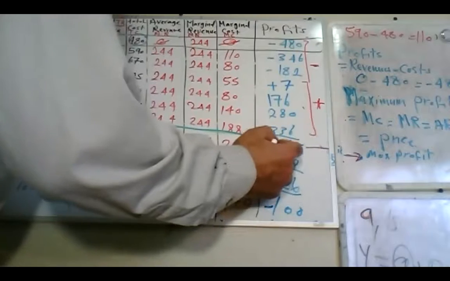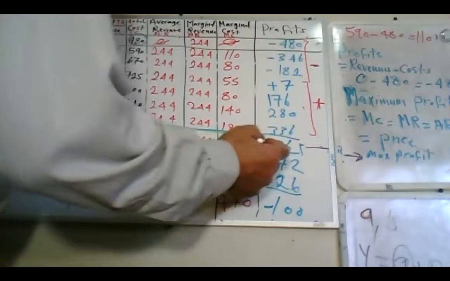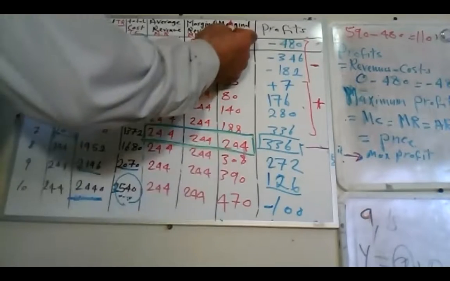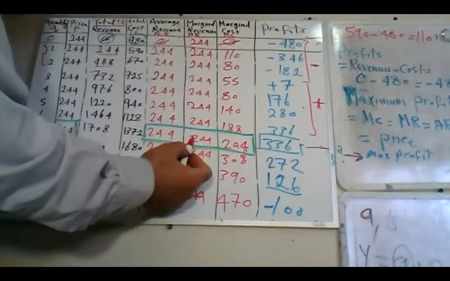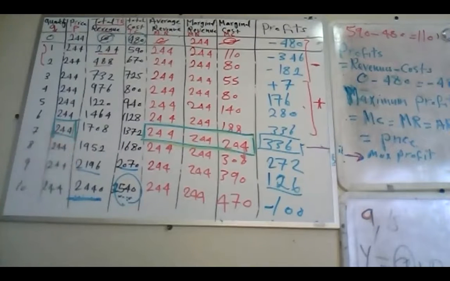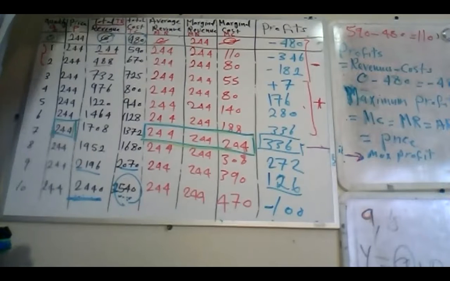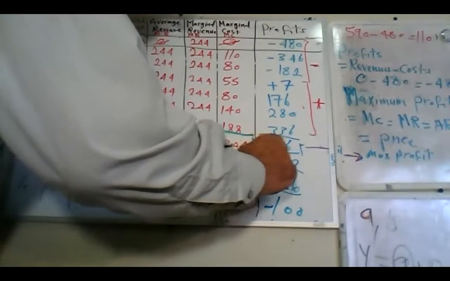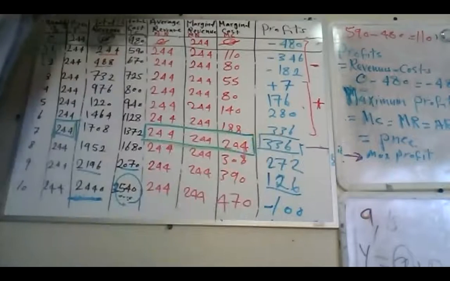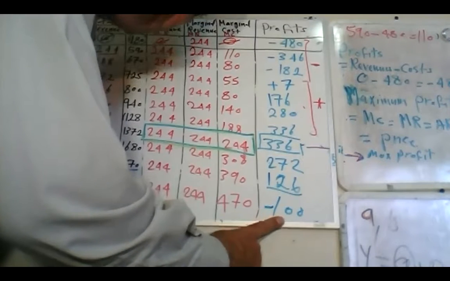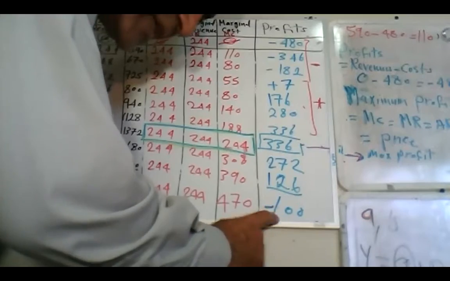Why this point, 336? This is the maximum profit, and at the same time, it is where the marginal cost equals the marginal revenue, equals the average revenue, equals the selling price, all in the perfect competition market. At this point, the owner of the business will never get more profit than 336. After that, the profits start to go down, and here it came back to be losses, minus 100.